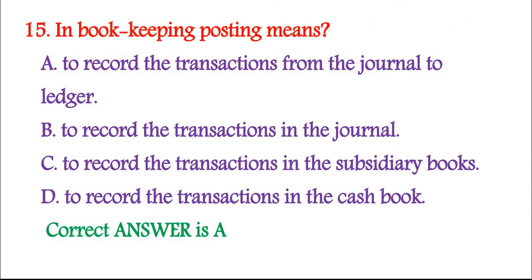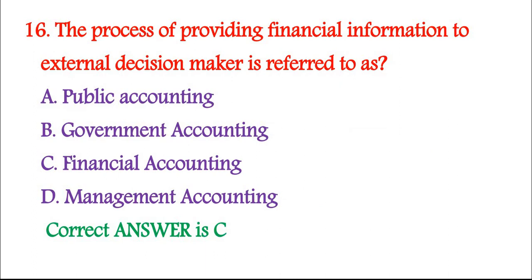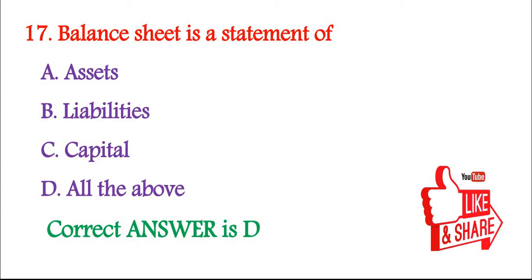15. In bookkeeping, posting means: A. To record the transactions from the journal to ledger. B. To record the transactions in the journal. C. To record the transactions in the subsidiary books. D. To record the transactions in the cash book. Correct answer is A. 16. The process of providing financial information to external decision makers is referred to as: A. Public accounting. B. Government accounting. C. Financial accounting. D. Management accounting. Correct answer is C. 17. Balance sheet is a statement of: A. Assets. B. Liabilities. C. Capital. D. All the above. Correct answer is D.